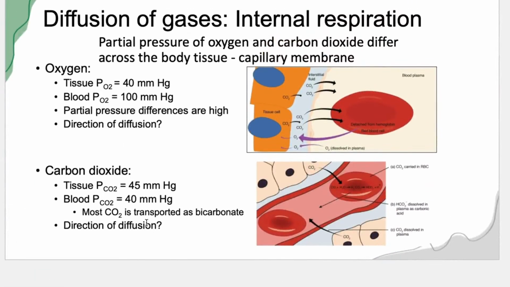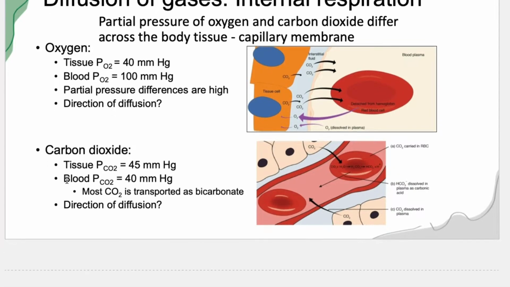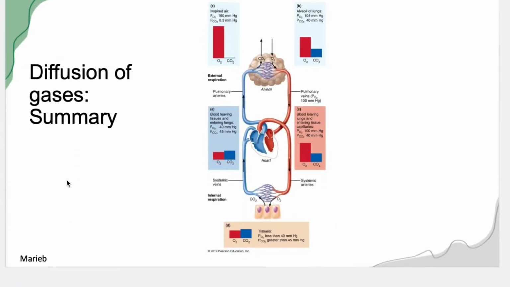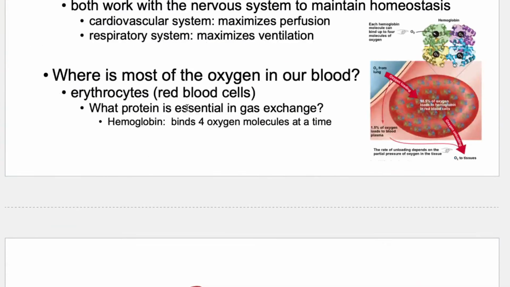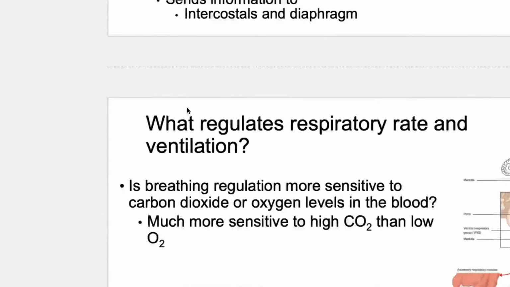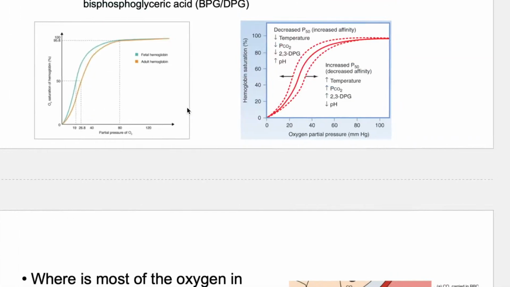All right, so internal respiration. Here we see a large gradient in oxygen again, and we know why. Carbon dioxide is still low, and we know which direction it's going. All right, so here we can just go over this. Here we're nearing the end.